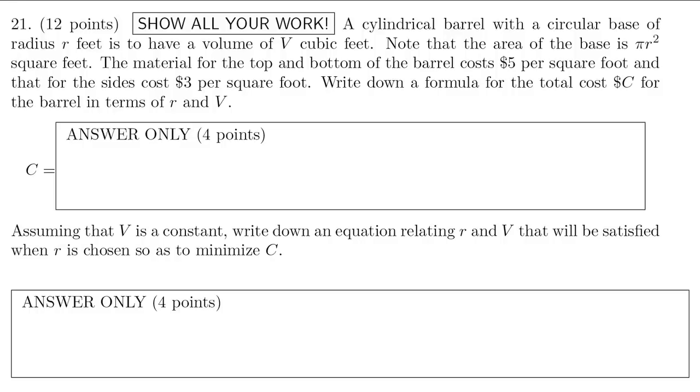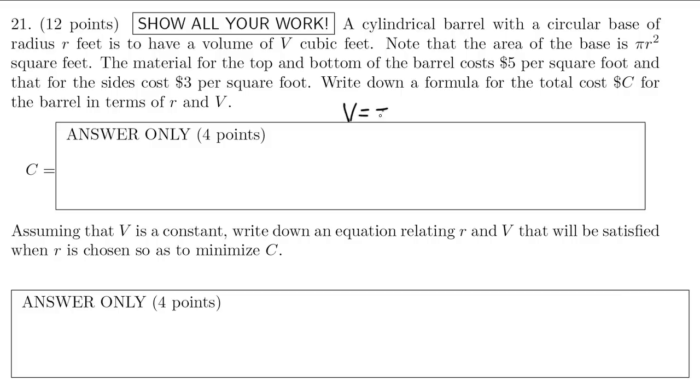Here we are at the last question of the exam, problem 21. Let's see what it's about. We got a cylindrical barrel. It has a circular base of radius r, and the volume is V. Do you remember the formula for the volume of a cylinder? We're going to have to know that, I'm pretty sure.